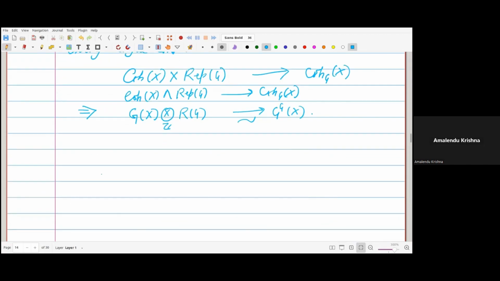Right. So this is very simple. Now you see the equivariant K theory becomes very, very simple. It's nothing but the ordinary G theory of X tensored with the representation ring of G.